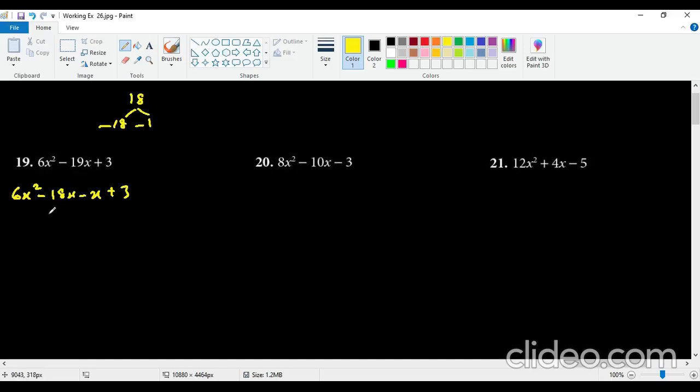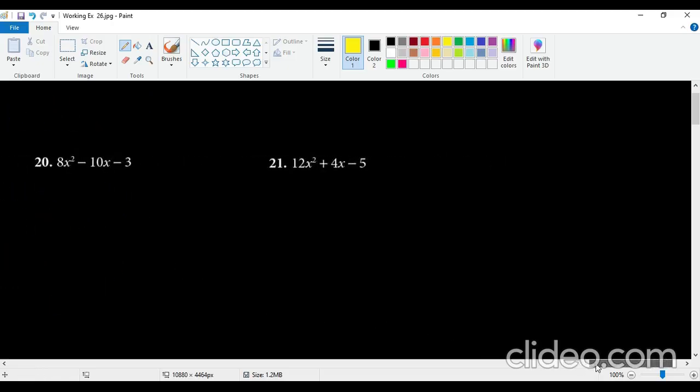Now in here I know very well that 6x is common in both of them, and multiply by x minus 3, copy down this same bracket once again, and minus 1 will be here, and 6x minus 1 comes in one bracket and x minus 3 comes in another bracket. So this is going to be the answer for question number 19. Moving on to question number 20.